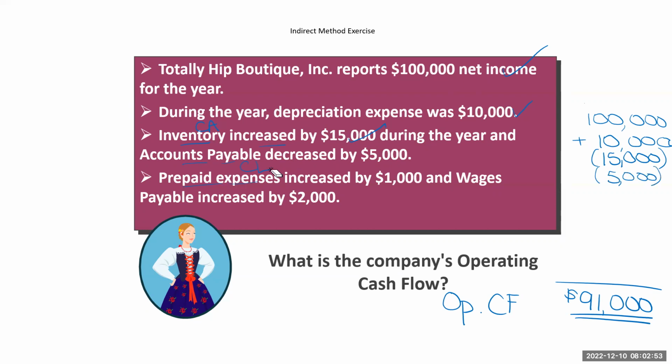Prepaid expenses, it's been a while, but prepaid expenses, those were current assets. So you have an increase in a current asset, you subtract. Wages payable, that's a current liability. If it's an increase in a current liability, you add. You should get 91,000. All right, good job, good luck.